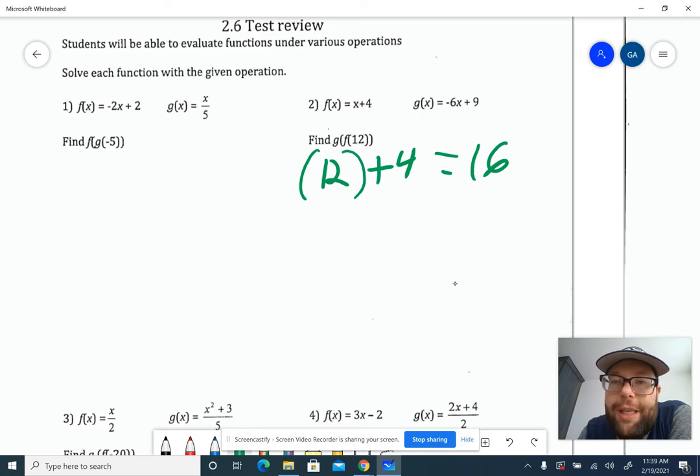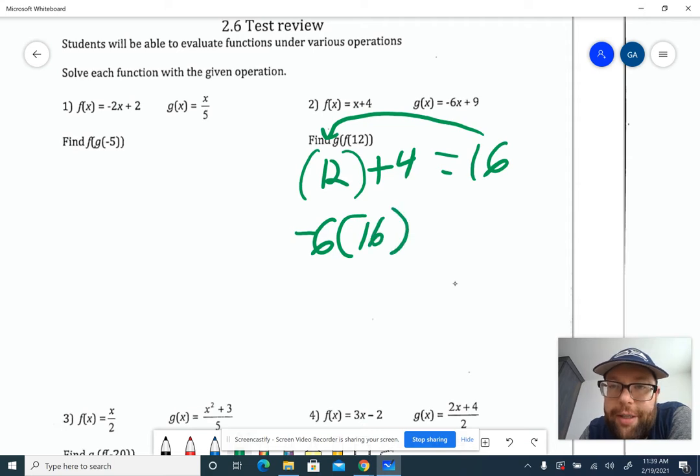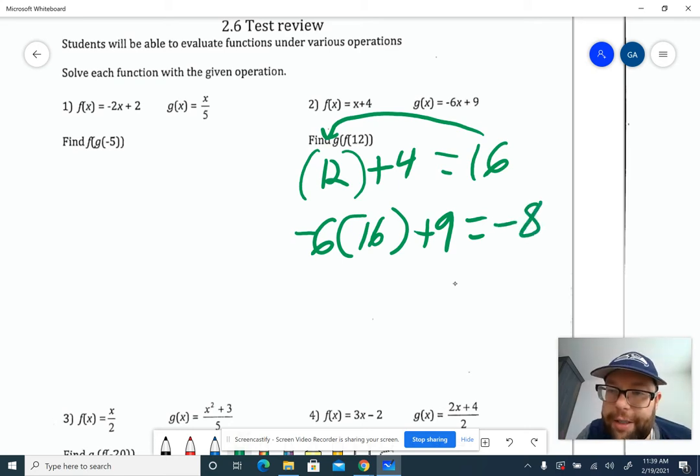Then it wants me to take that and plug it into the g function. So I'm going to replace the x with 16. It's going to be negative 6 times the quantity 16 plus 9. Negative 6 times 16 is negative 96, and then when you add 9, it is negative 87. So that would be my answer.